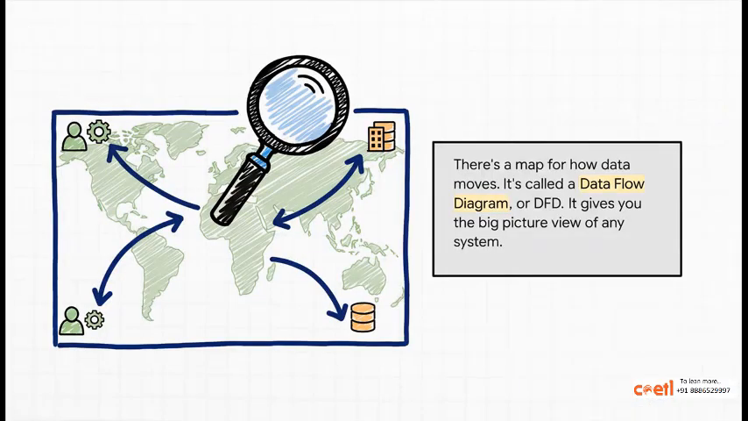Well, the good news is there actually is a map for data. It's called a data flow diagram, or DFD for short. Now, I want you to think of it like a satellite view. It's not going to show you every single little side street and building, but what it does do, brilliantly, is give you the big picture. It shows you the main highways that data travels on, where it starts and where it winds up.